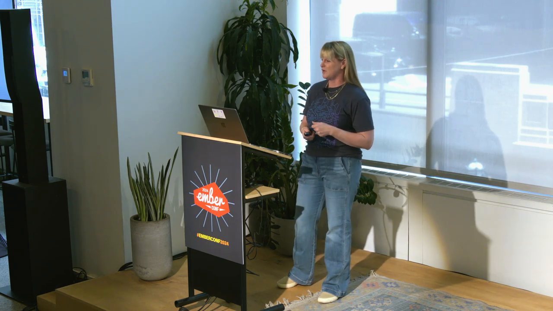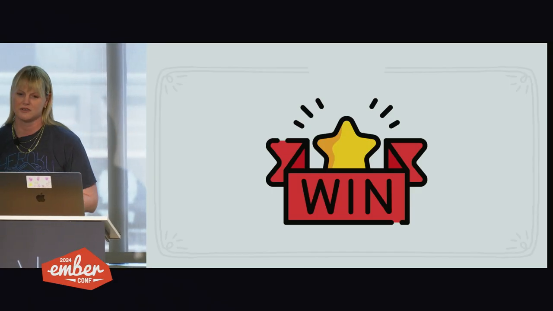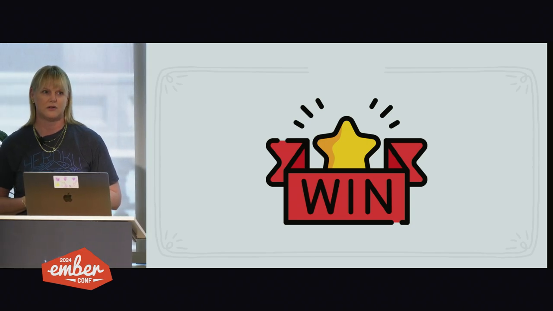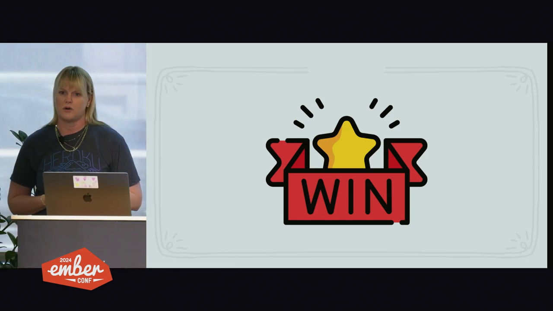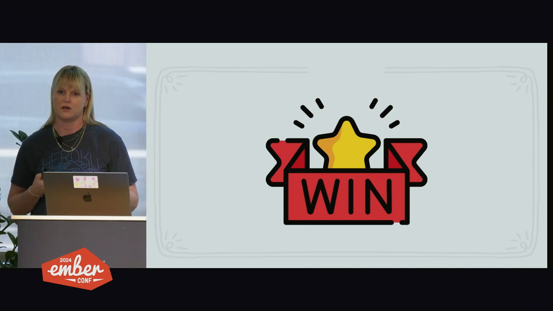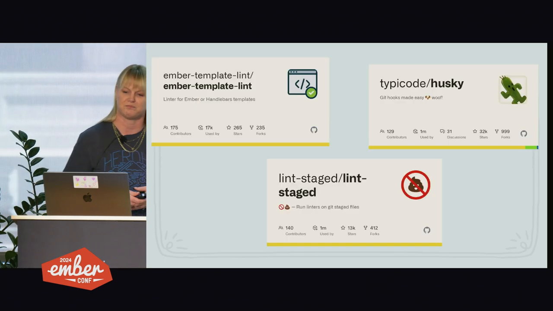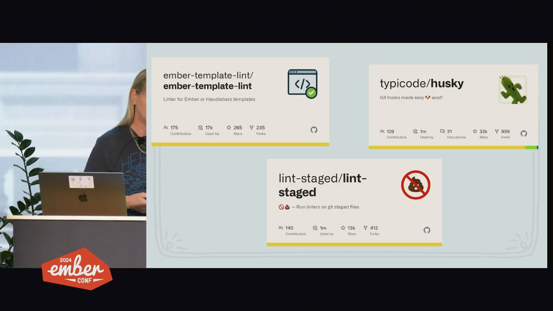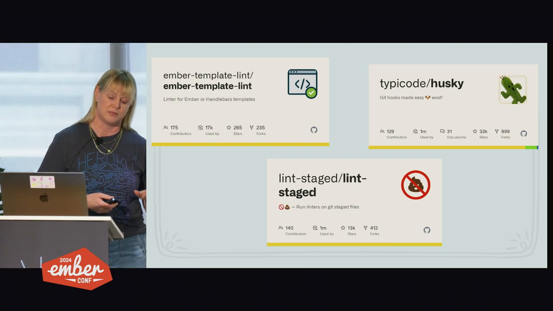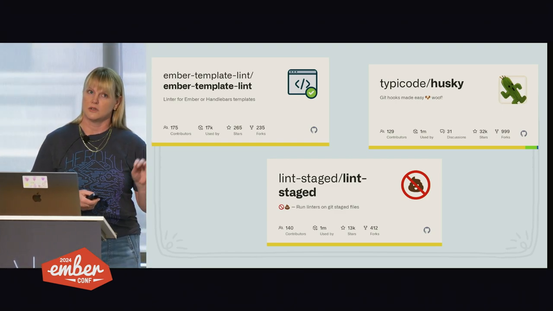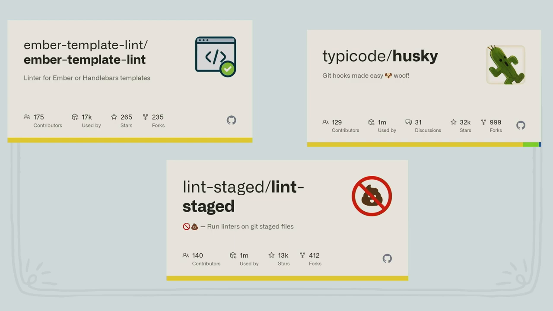For this talk, I'm going to show you how to set up a few tools to help make your code more accessible throughout your development process so you can be set up for success on every commit, but really without giving you a lot more to think about in that workflow, like all the WCAG standards. Here are the first three things I want to talk about. You're probably already familiar with Ember template lint, but we're also going to talk about Husky and lint staged, and I'm going to show you how to use all three of those together to really crank up the power of Ember template lint.